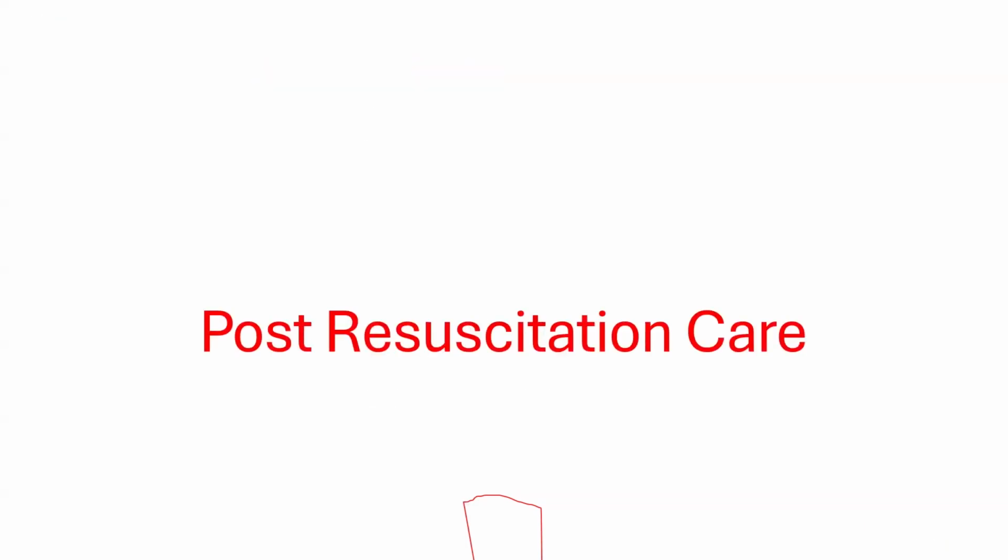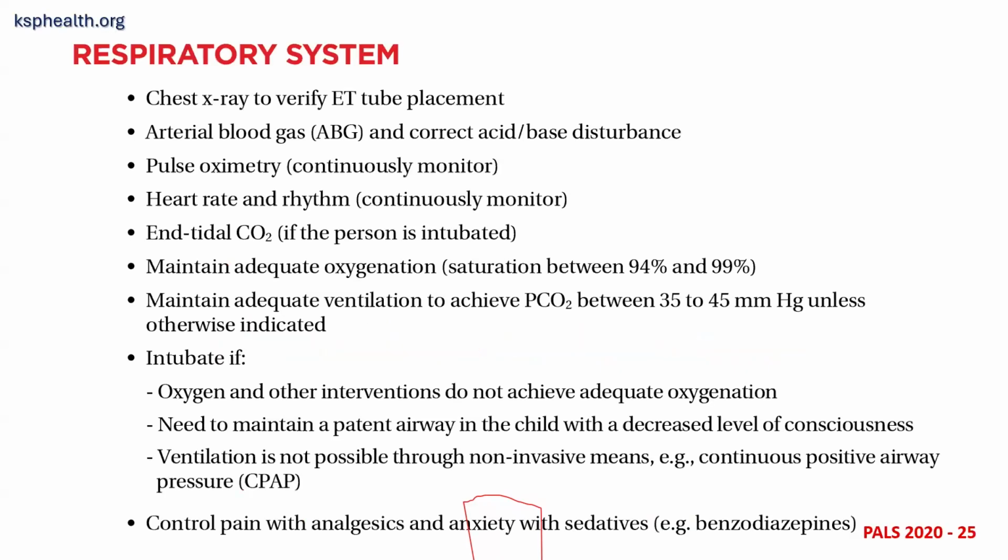Next is post-resuscitation care. The initial resuscitation saves the patient from death. The post-resuscitation care improves outcome. Those are 2 different goals. So what are the things you address once the rhythm is established, return of spontaneous circulation is established? Then don't give up, because the outcome depends on the post-cardiac arrest care. Chest X-ray to verify ET tube placement if it is already done.